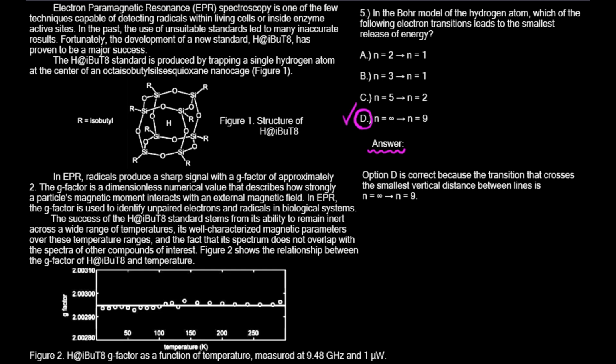But now look at n equals infinity to n equals 9. At very high energy levels, the lines are very tightly packed together. This means the electron moves a very small energy distance between levels and it releases the least amount of energy. So the correct answer is answer choice D, n equals infinity to n equals 9 transition. On the MCAT, always remember transitions between higher energy levels release the least amount of energy.